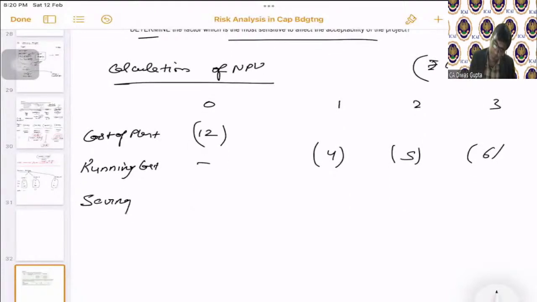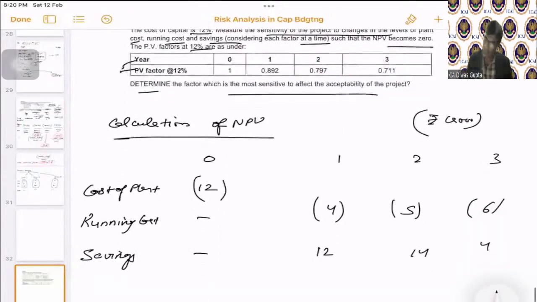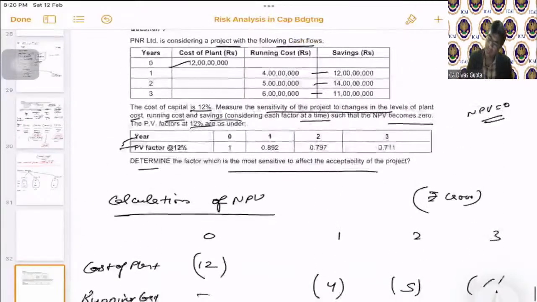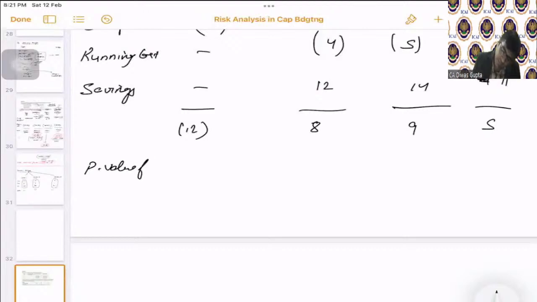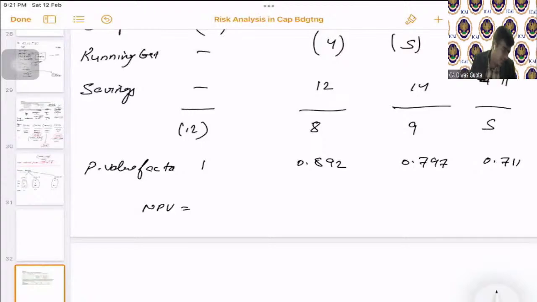Then savings is actually an inflow: 12 crore, 14 crore, and, if I'm not wrong, sorry, 11 crore, not 4 crore, 11 crore. Now, this is net negative 12, net positive 8, net 14 minus 5, 9, 11 minus 6, 5. And then the present value factors are also given: 1, 0.892, 0.797, 0.711. This I have used. And hence the NPV is coming as 5.864. Simple.